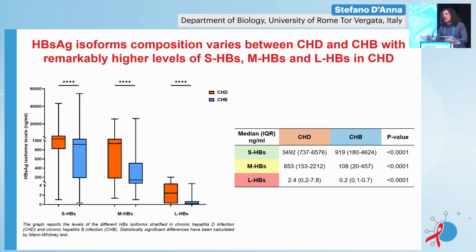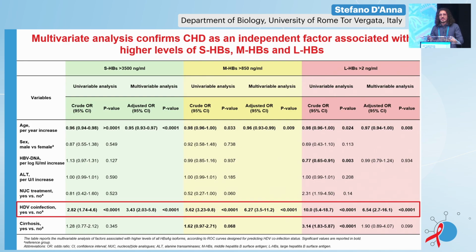Then, by comparing HBs isoforms in the two groups, we observed statistically significant differences with higher levels of all 3 HBs isoforms in the setting of chronic hepatitis delta, even by 1 logarithm. And multivariate analysis confirmed HDV coinfection status as an independent factor associated with higher levels of small, middle, and large HBs.